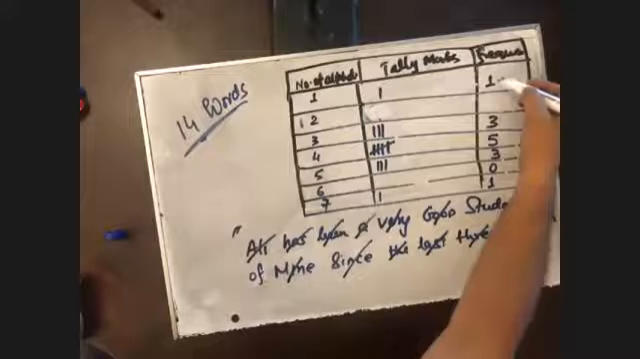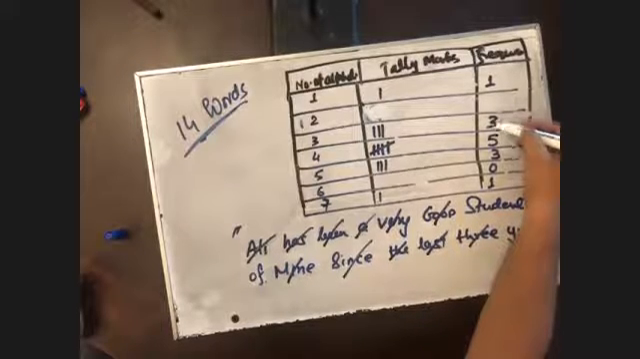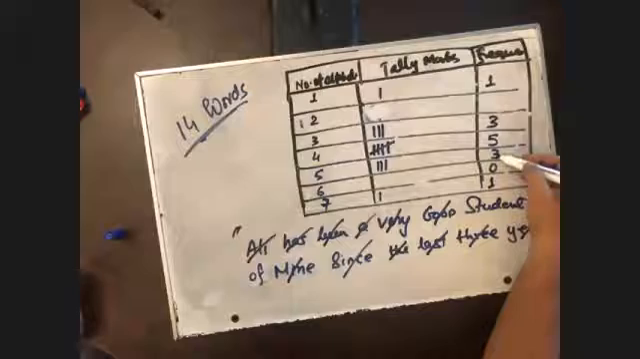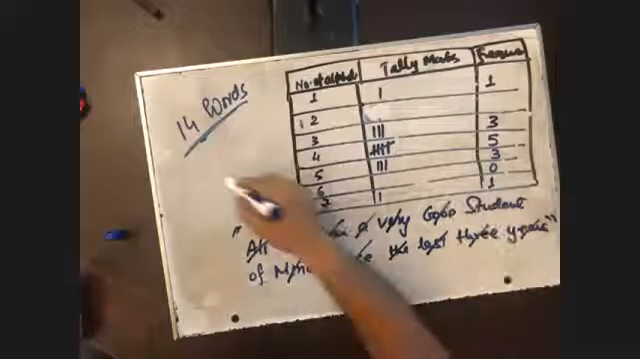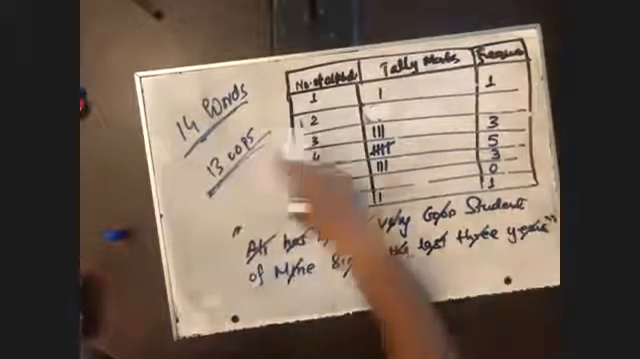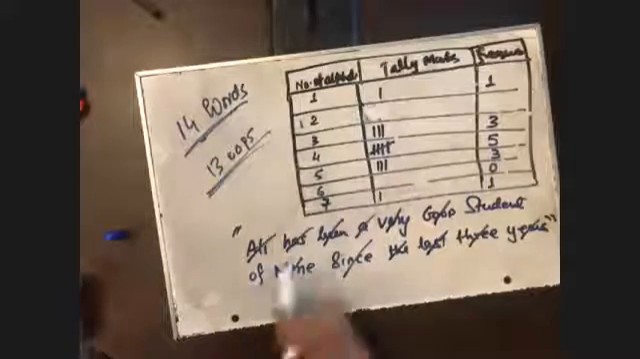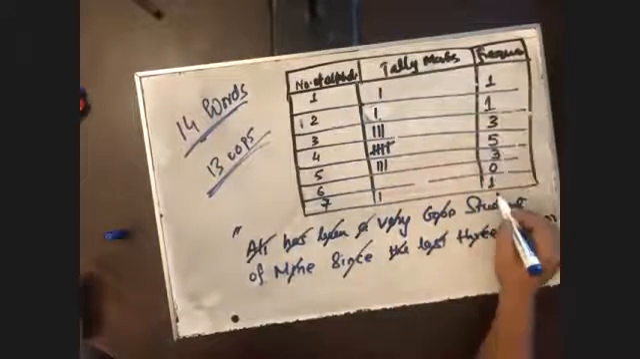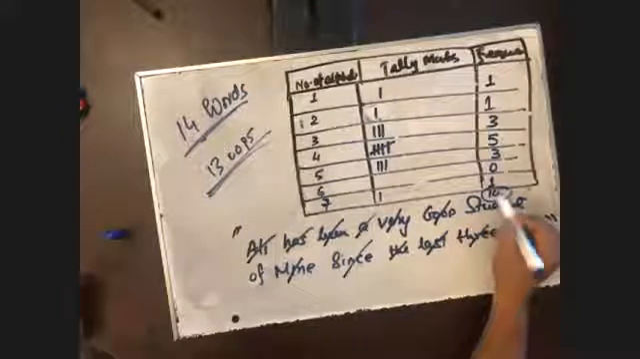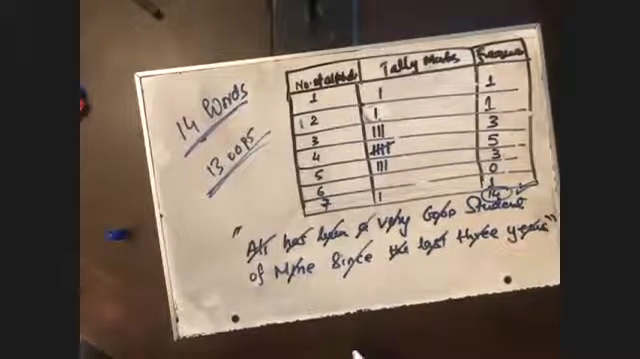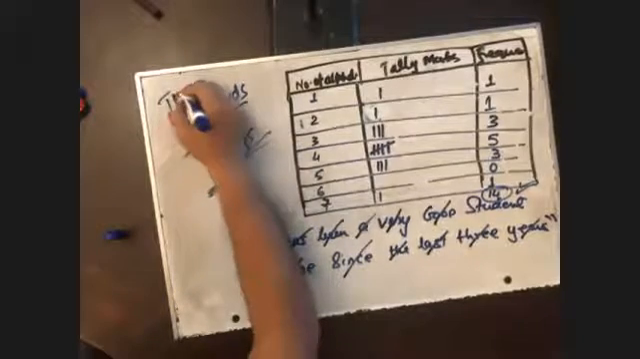And let's count the frequency. 1, 2, 3, 4, 5, 6, 7, 8, 9, 10, 11, 12, 13. Oops. So the total should match with this. So then you check again. Oh, you missed out a 2-letter word. Okay. Now we got 14. Total is 14. Good enough. So this is called tally marking.